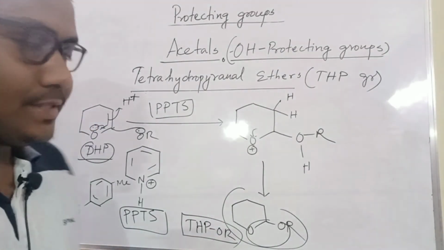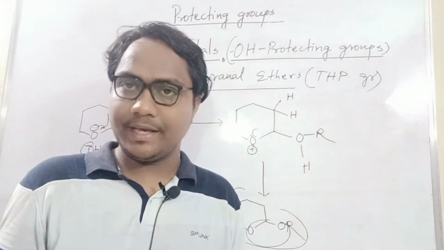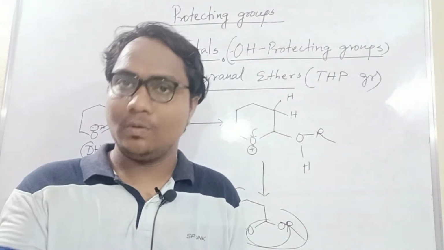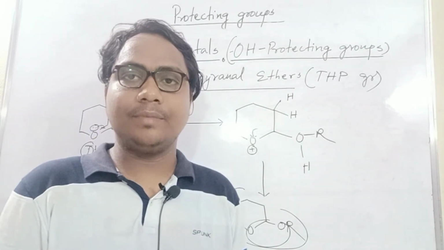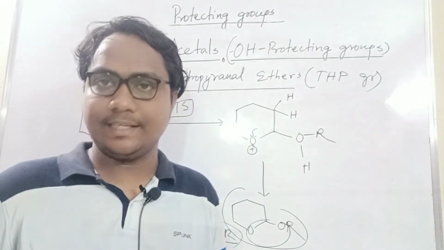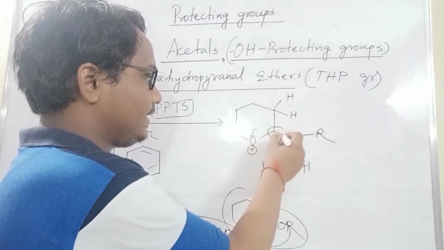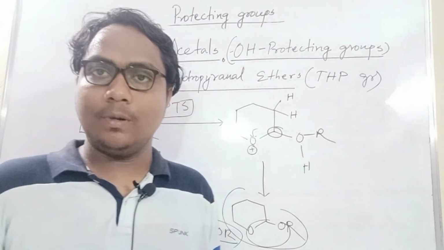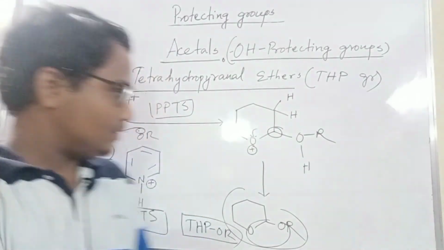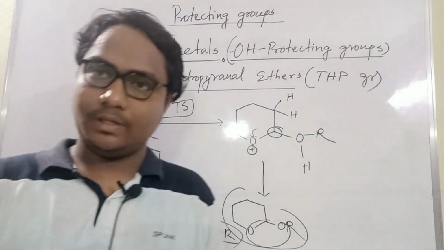This THP ether is common. You will see it in some books, with many examples. I will also discuss THP examples in the next video. There is one disadvantage if an adjacent chiral center is there. Another chiral center will form here, so there is a chiral center problem. I will discuss it in the next video. So this is THP. Now I will go to another.